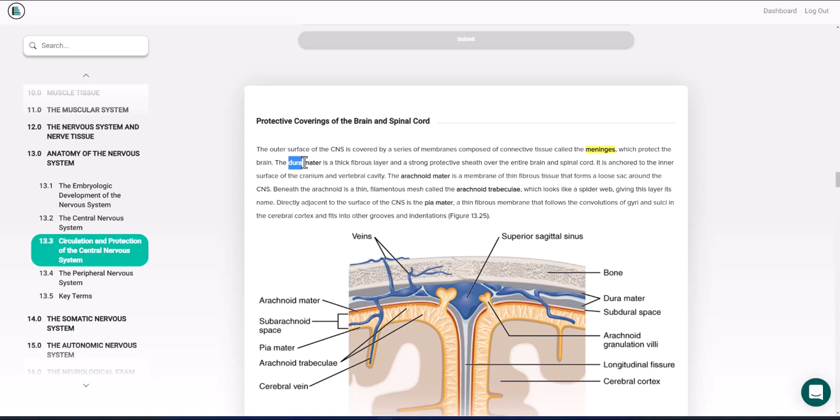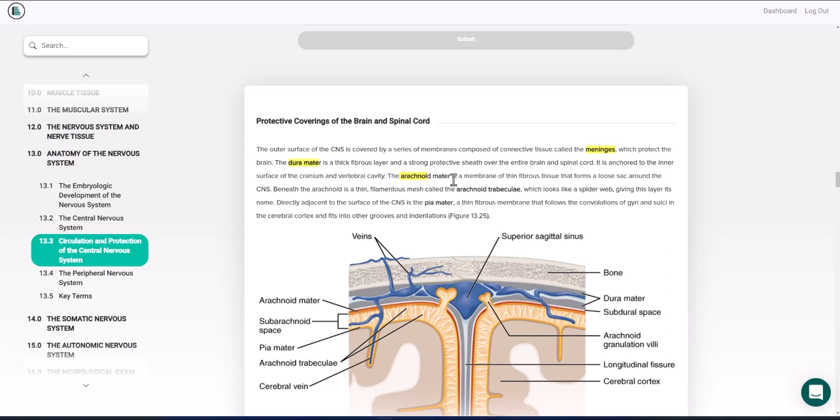The outer layer is the dura mater. Recall, you learned in the vocab that dura means hard. So this is a thick, fibrous, tough outer layer that protects both the brain and the spinal cord. It is anchored to the inner surface of the cranium and to the vertebral cavity. The middle layer, the middle meningeal layer, is the arachnoid mater. You might recognize this word. Kind of looks like arachnid or a spider. And you'll see why it has this name in a moment. But there is sort of a filamentous spider web sort of look to this layer, hence its name.